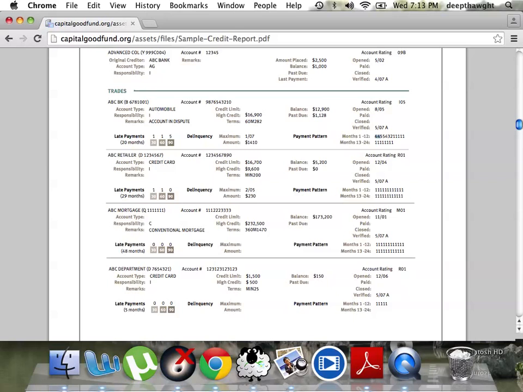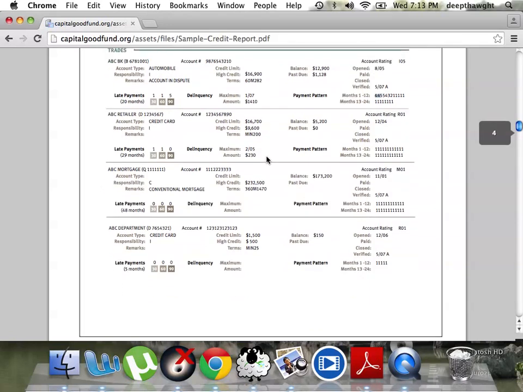Just know that if you don't have 1s, and if you got 2s, you're 30 days late. 3s, you're 60 days late. 4s, you're 90 days late. 5s, you're 120 days late. If you see 4 and 4, that means you're rolling 90 days late 2 months straight. Or if you see 5 and 5, you're rolling 120 days late 2 months straight. That's how you read the credit report, and that's what the numbers mean.